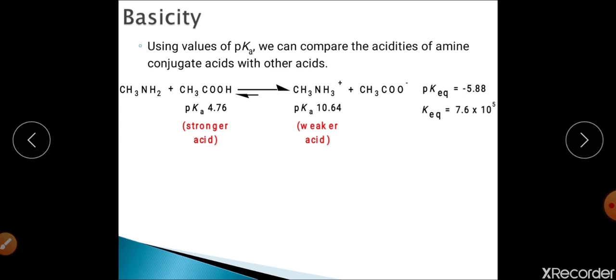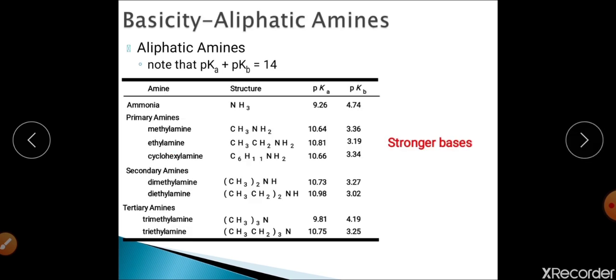For the pKb value, the lower the value of pKb, the higher will be the basicity of that particular amine. Here is a list in which we can see the pKb values of different kinds of amines and ammonia. For example, first of all, the basicity of ammonia and its pKb value is 4.74, then methylamine 3.36, then ethylamine 3.19, then cyclohexylamine 3.34.